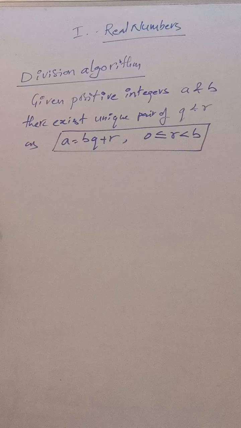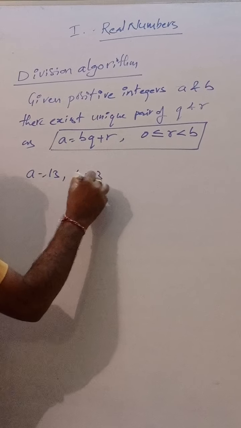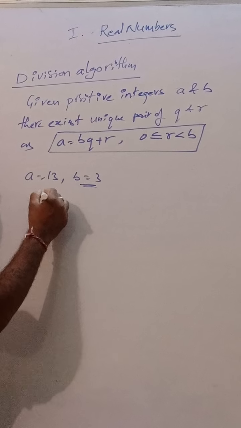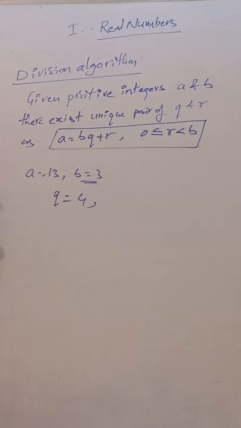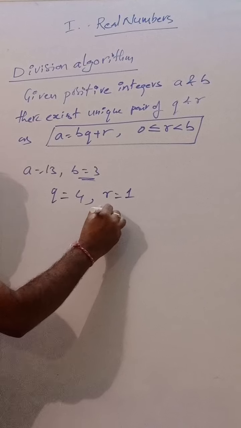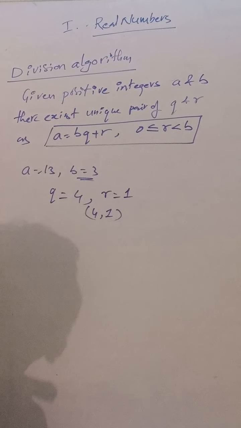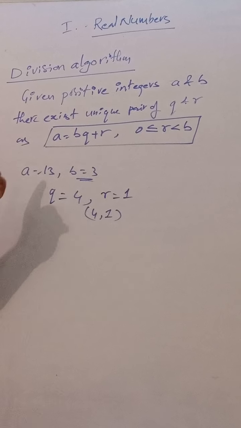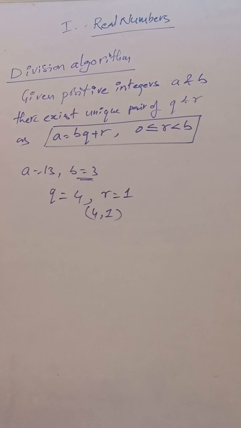Given positive integers A and B, in the previous example A is 13, B is 3, there always exists a unique pair. Q is the quotient. 3 fours are 12, the remainder is 1. Now 4 and 1 is a pair. For given positive integers A and B, there exists a unique pair of Q and R such that A equals BQ plus R, where 0 is less than or equal to R is less than B.